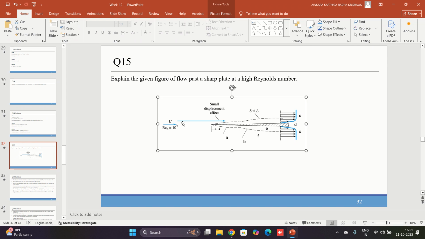So we have a figure in which fluid is flowing past a sharp plate, and it is at a higher Reynolds number. So Reynolds number is 10 power 7. So there is a small displacement effect, and we have A, B, C, D, E, F, all those things. Small displacement effect is here. So we'll explain what is given in the figure.